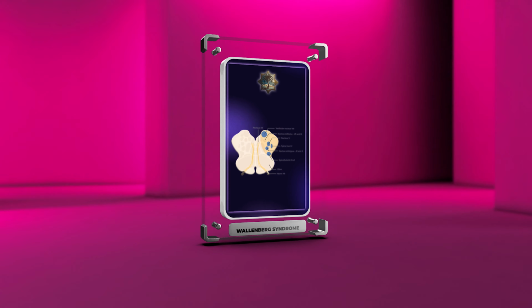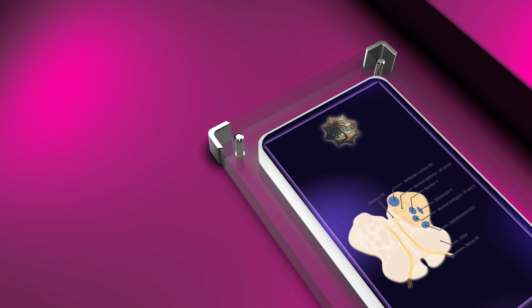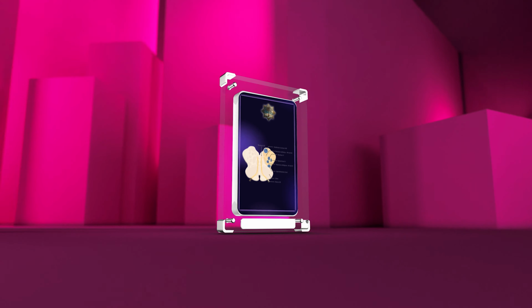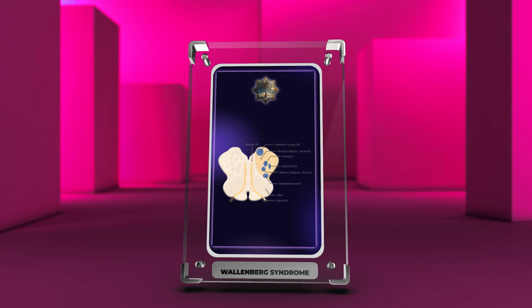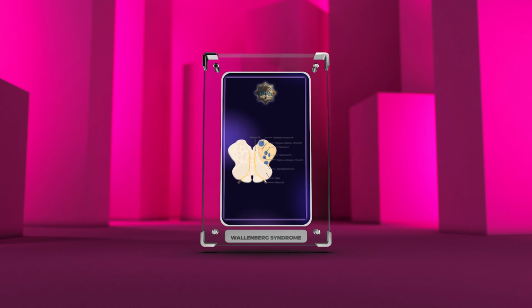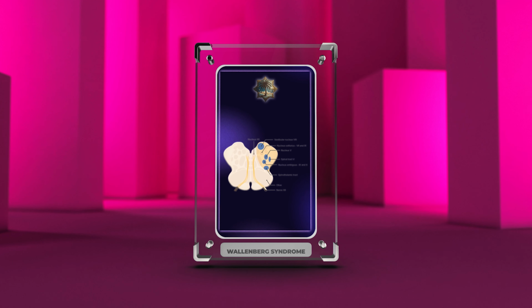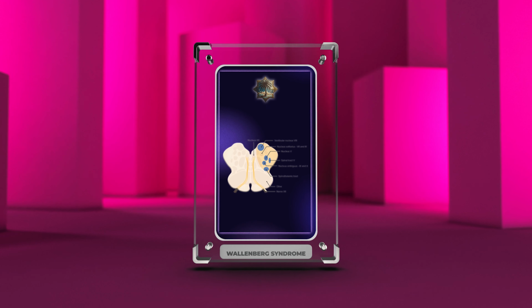Good morning, everyone. Today, we will be diving into the fascinating subject of Wallenberg syndrome. This condition, also known as lateral medullary syndrome or posterior inferior cerebellar artery (PICA) syndrome, is a neurological disorder that affects the brainstem. It is essential for us as future neurologists to develop a comprehensive understanding of the pathophysiology, clinical manifestations, and management of this syndrome.